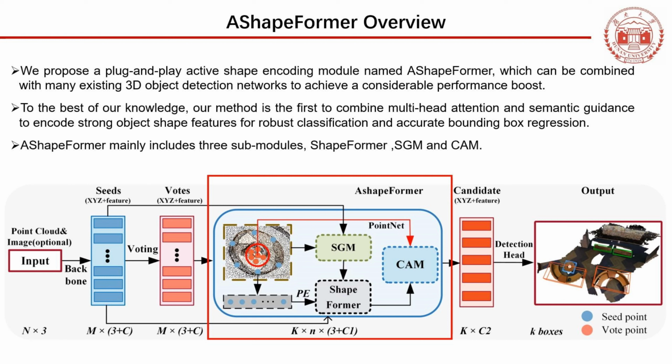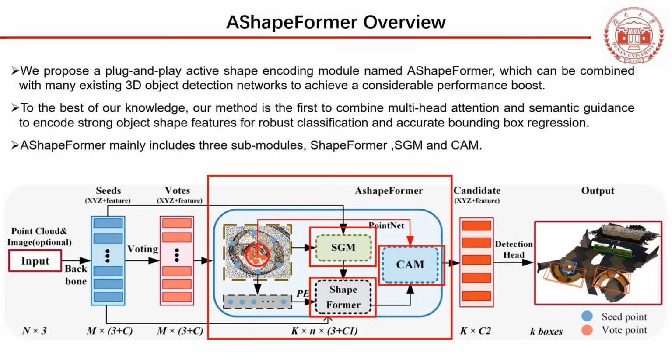To the best of our knowledge, our method is the first to combine multi-head attention and semantic guidance to encode strong object shape features for robust classification and accurate bounding box regression. AShapeFormer mainly includes 3 submodules: ShapeFormer, SGM and CAM.